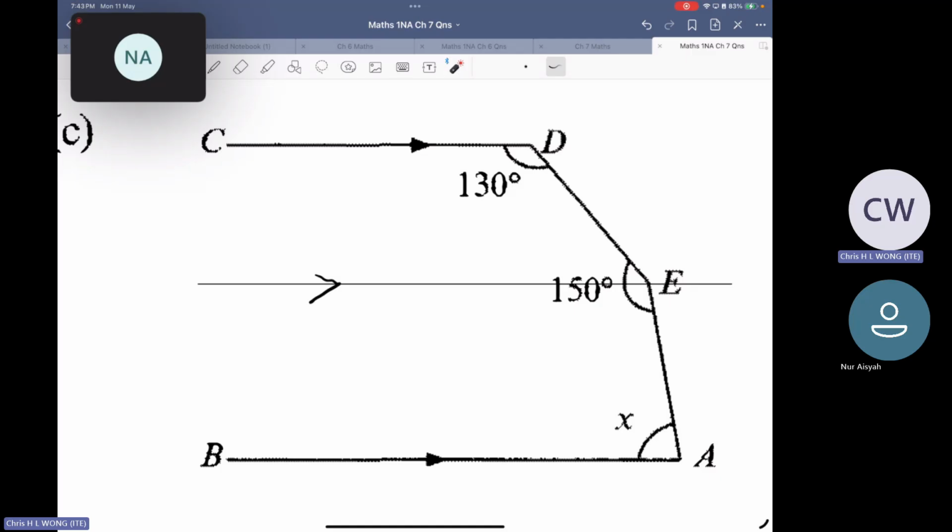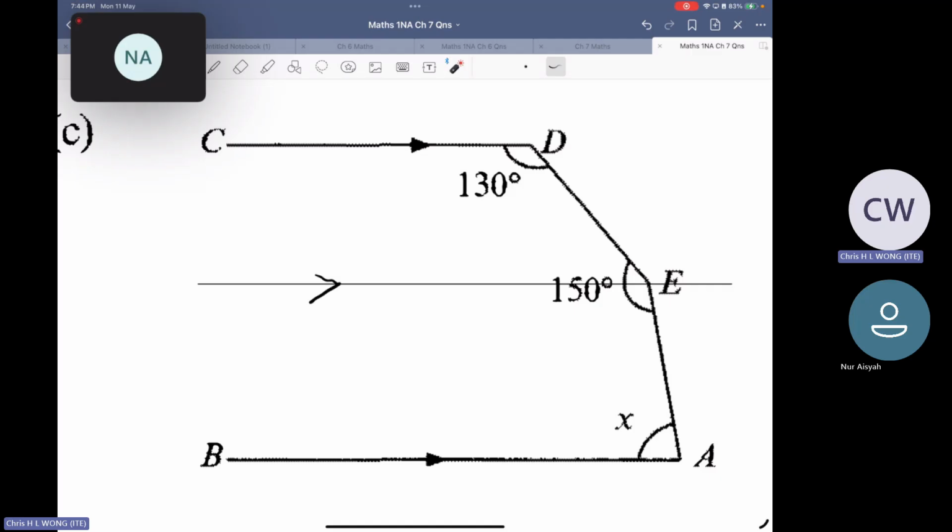Total 540. If I draw a line, 180, right? So this plus this plus this plus this plus 540. What's the reason? You cannot use this one. Okay, what's the answer? 80, right?